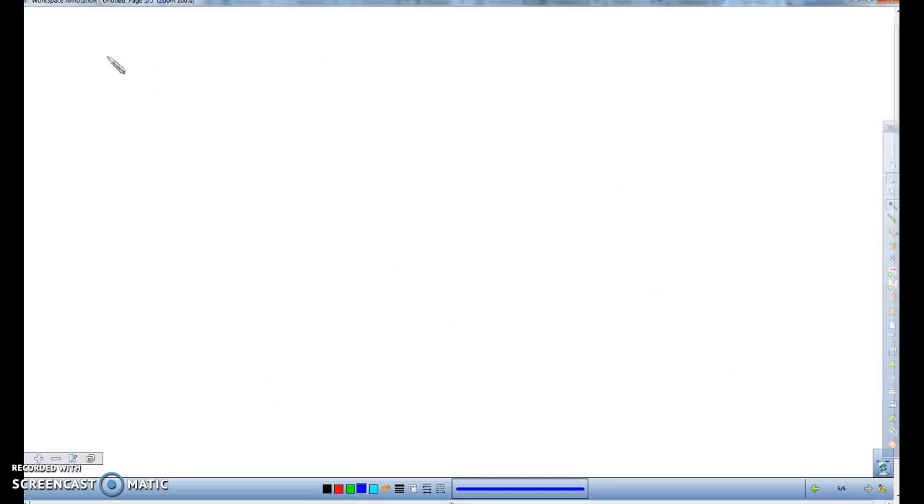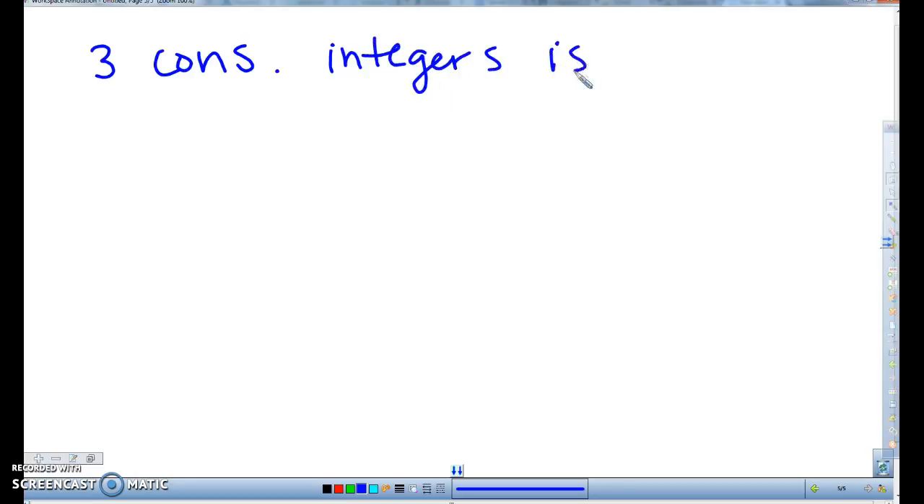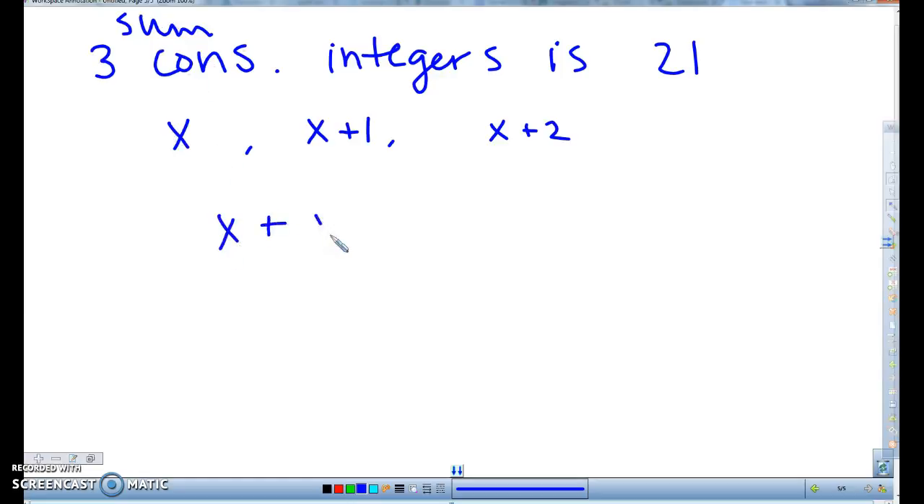Okay, so let's try an example of this. Let's say I have 3 consecutive, and I'm going to abbreviate, integers, and they sum to 21. So that means I'm going to take x, x plus 1, and x plus 2, and those are my consecutive integers. But remember it said the sum, so I'm going to add all those together and set that equal to 21.